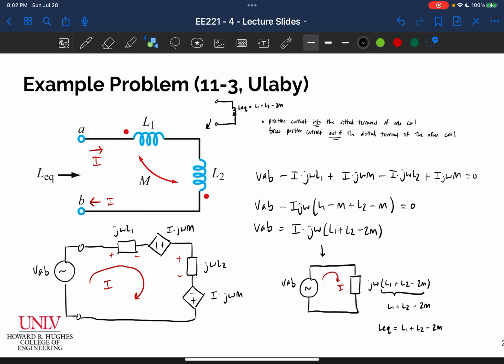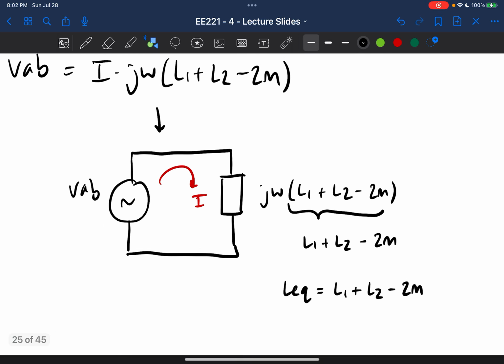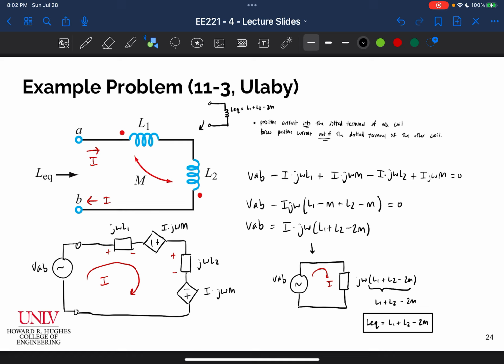It's pretty straightforward, really just using the dot convention to represent the circuit such that we can write a KVL expression, and then from that KVL expression we wind up with this lump of inductances, and that lump of inductances is basically just an equivalent inductance. Okay, so I'm going to go ahead and end this video right here.